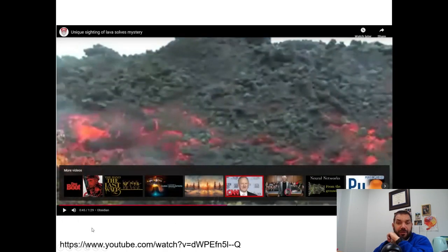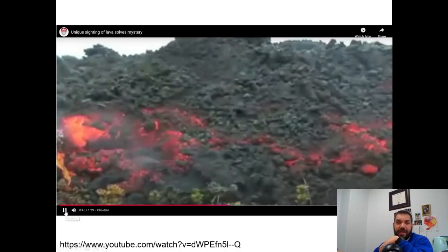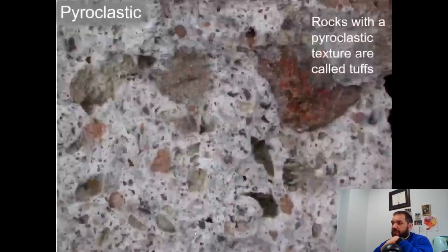Again, I don't know if you can hear him, but he's saying this lava is still moving 1 year after the eruption. Obsidian lava is found all over the planet, but no one's ever seen one actually advancing before. So anyway, I think you get the idea.